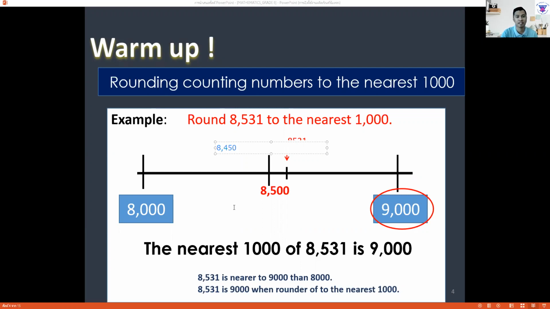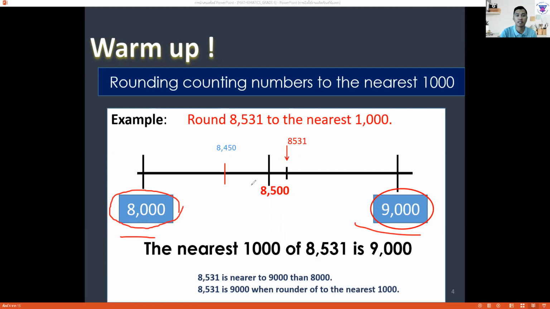8,450. Okay, that's it. Now, round 8,450 to the nearest 1,000. Okay, it should be what? Is it 8,000 or 9,000? Very good. It's 8,000 because it's already here. Yes, it's before the 8,500. Okay, so it should be 8,000.